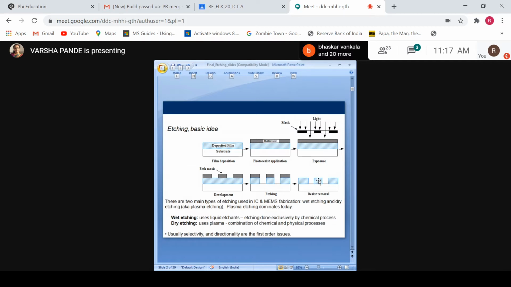And the dry etching uses plasma. Means already I told you, suppose a dry soil is there, and when you bombard or when you blow air on this soil, then what will happen?